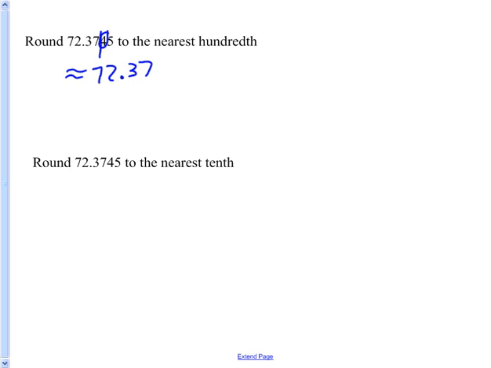Now if I wanted to round to the nearest tenth, that's right here. So I would look to the next digit, which is a 7. Since 7 is bigger than 5, I'm going to add 1 to the 3. That would make it 72.4. So we'd say it's approximately 72.4 for rounding to the nearest tenth. And every number after that place we just drop. So that's how we round.